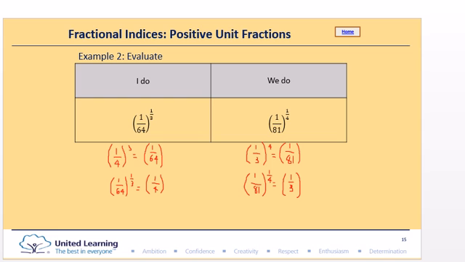Okay, so 1 over 81 to a power of a quarter. Well, I know the 4th root of 1 is still 1, so that stays the same. The 4th root of 81 is 3. So 1 over 81 to the power of a quarter equals 1 over 3. That's brilliant if you can get that right. Well done.